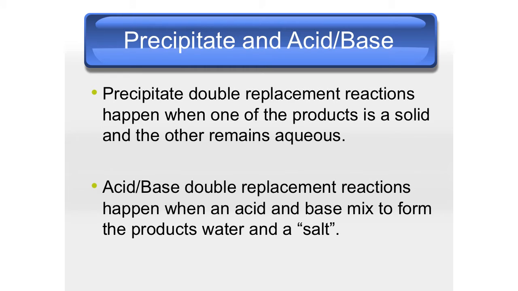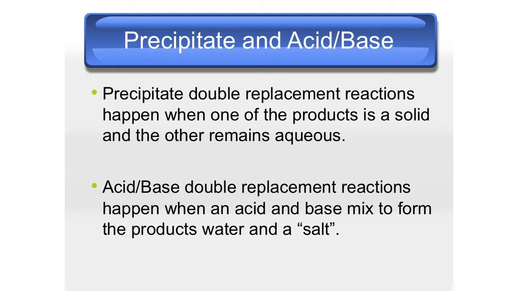There are two types of double replacement reactions. One is called precipitate and the other is an acid-base reaction. In a precipitate double replacement reaction, one of the products ends up being a solid and the other remains AQ, or aqueous. If both products are AQ, or aqueous, then no reaction happens.